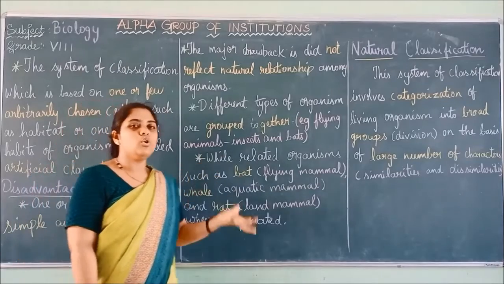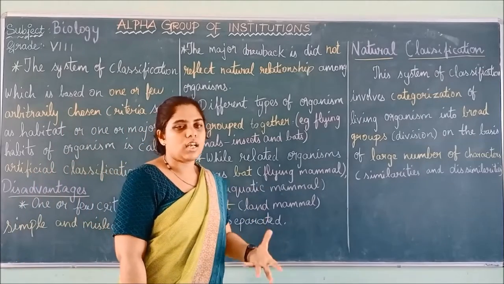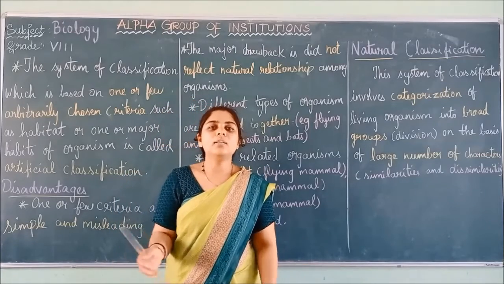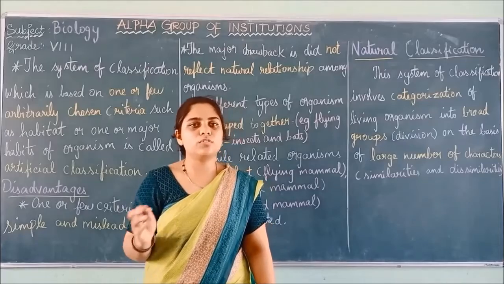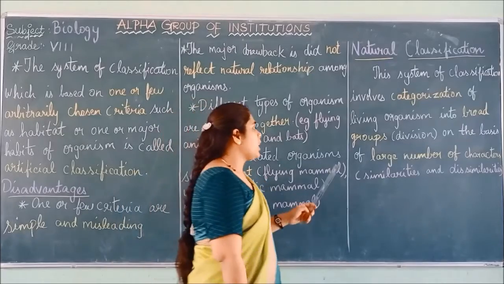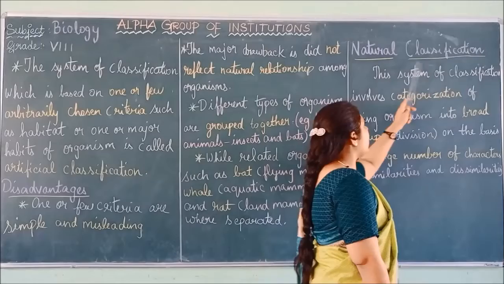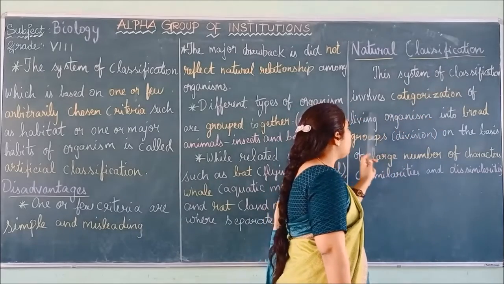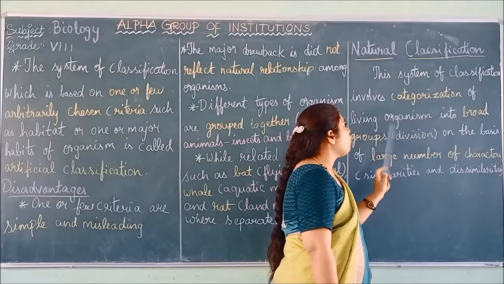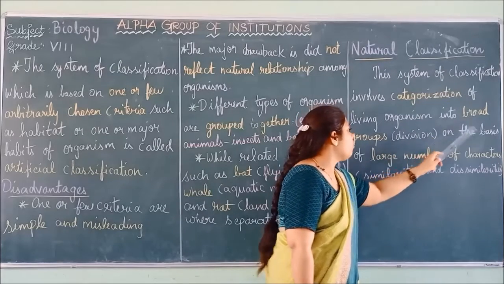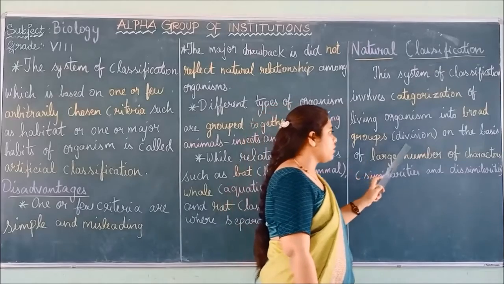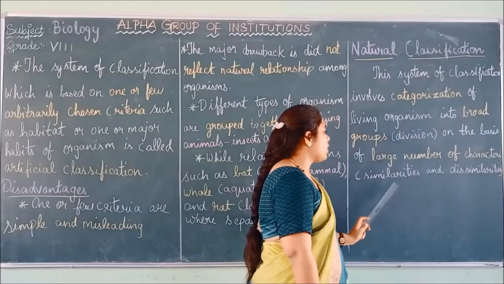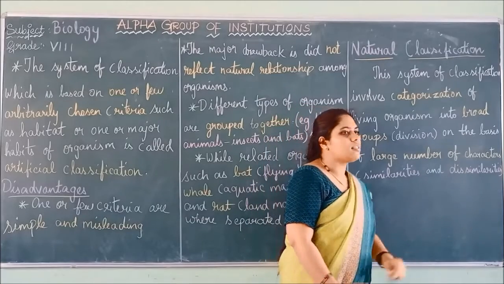So now you have an idea about artificial classification, on what basis they are classified and what the disadvantages of that classification are. The next type is natural classification. This type of classification involves categorization of living organisms into broad groups, that is divisions, on the basis of a large number of characters, that is similarities and dissimilarities.